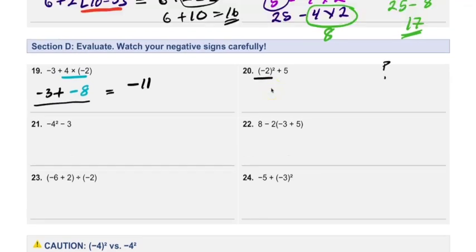This next one, now this is actually exponents. So I was looking at PEMDAS. This is actually considered an exponent, not a parenthesis. There's nothing there besides the negative 2. So this is actually just an exponent. Negative 2 squared, that is negative 2 times negative 2, which gets us positive 4. 2 negatives make a positive. So that's a positive 4 plus 5. 4 plus 5 is 9.